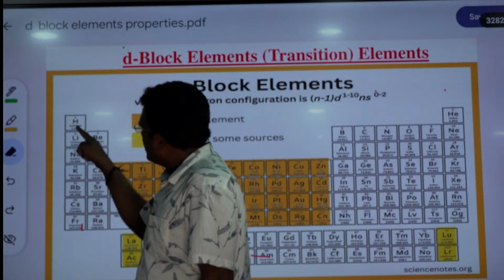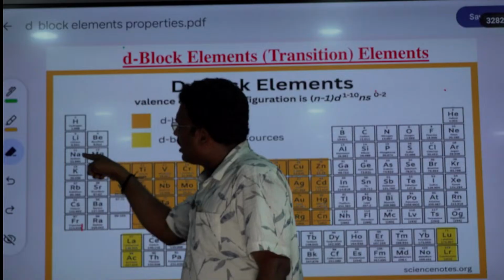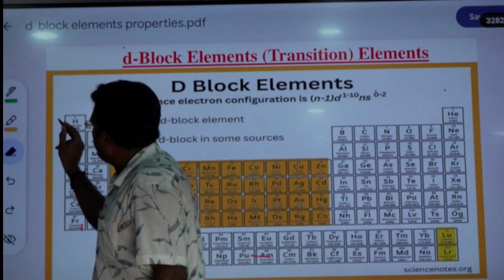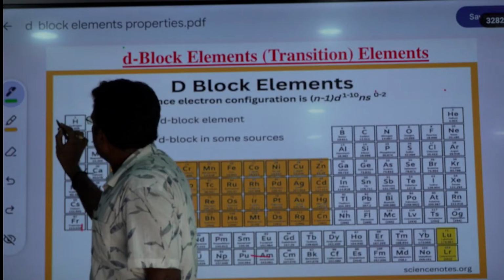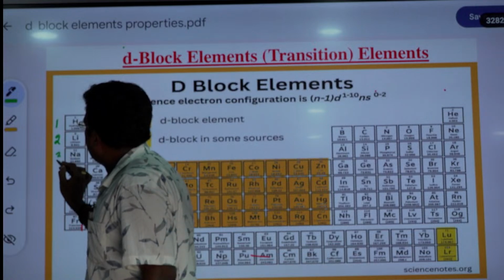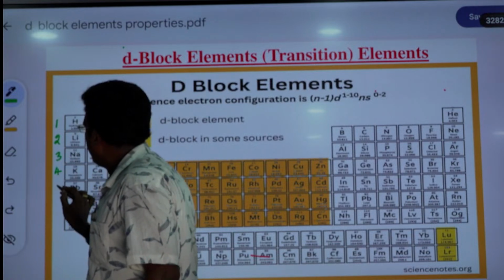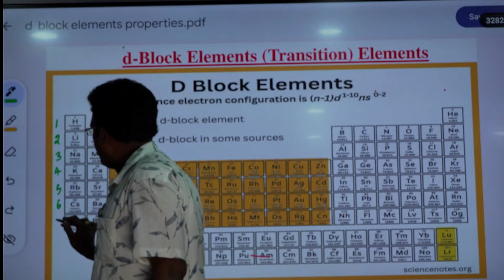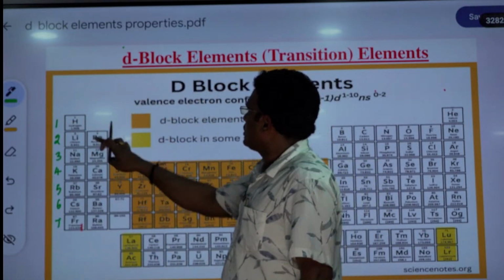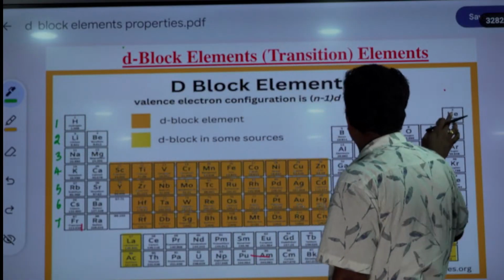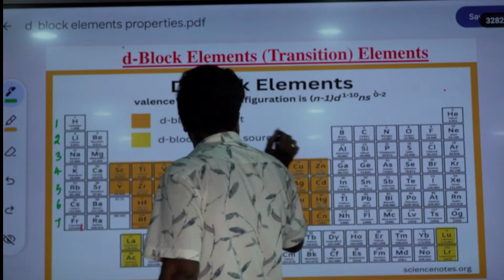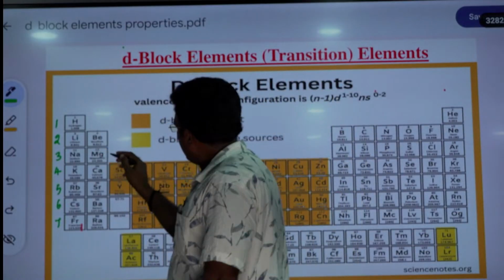Horizontal rows are called periods, right? The periods are always represented in terms of Arabic numbers: first period, second period, third period, fourth period, fifth period, sixth period, seventh period. If you go to the periodic table, the shortest period is the first period, only 2 elements are present. In the second period, 2 plus 6, 8 elements, then 8 elements.